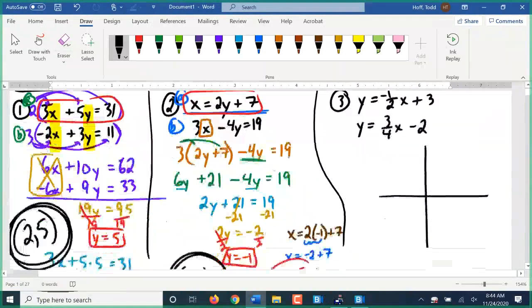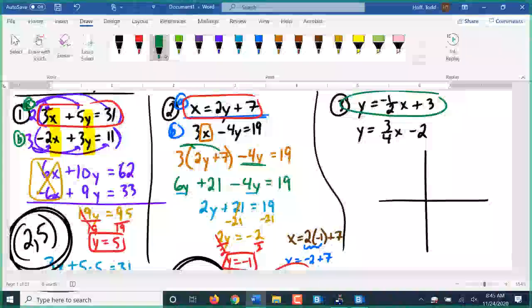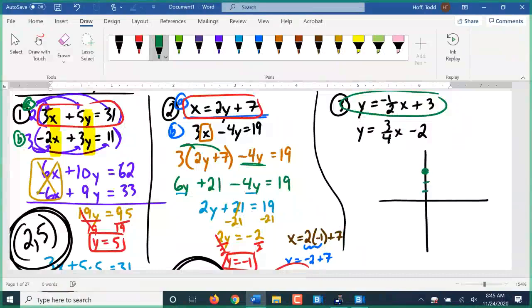This one actually works out fairly easily with graphing. So that top equation there, y equals negative 1/2 x plus 3. I go up 3 from the origin. That's my first point. Negative 1/2 means I go down 1 and run 2. Get to my next point. Let's do it again. Down 1, run 2. Put a third point up there. So my line goes through those points.